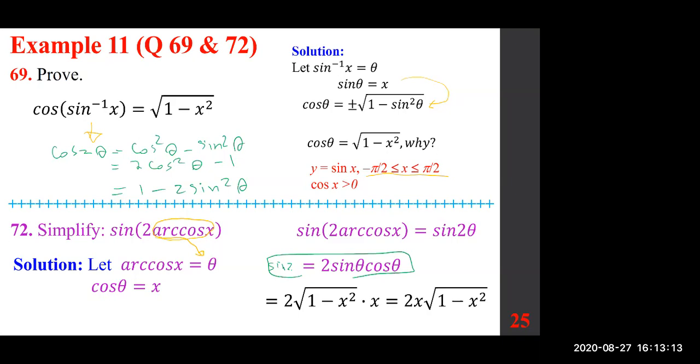There are a few more examples. You're more than welcome to look at them on your own. So this is the synopsis of this section.